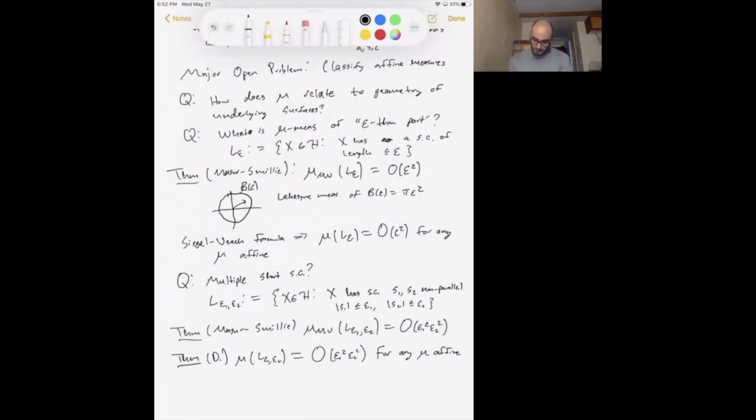So this is the version for two short saddle connections. There's another version for any number of short saddle connections that you want to control. You have to say something about them being independent in the affine invariant manifold, and it's not enough just to say that they're not mutually parallel anymore. So it's a little bit more complicated to state, but it's the same type of result.